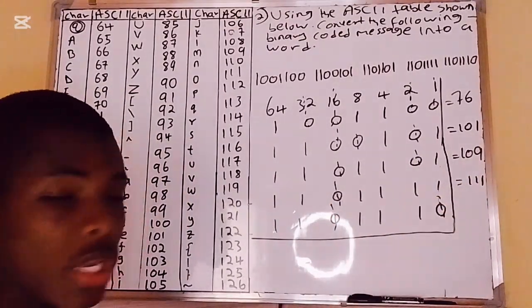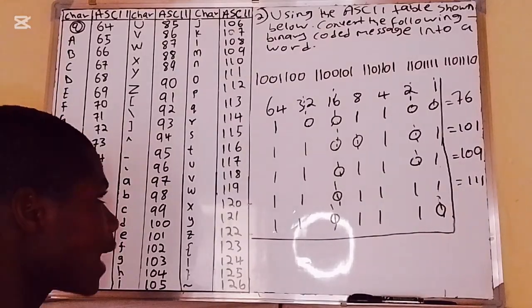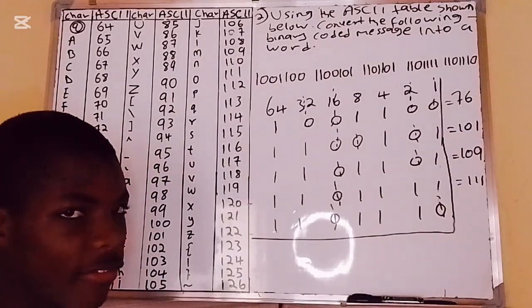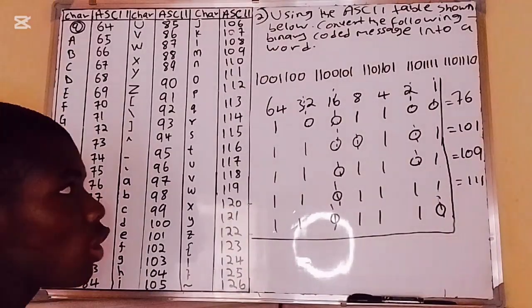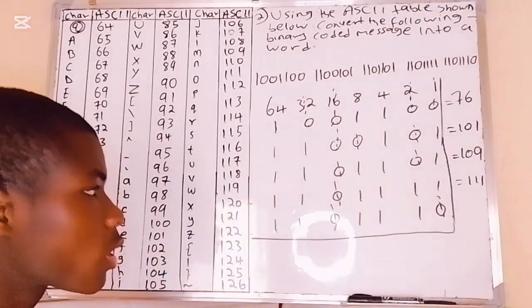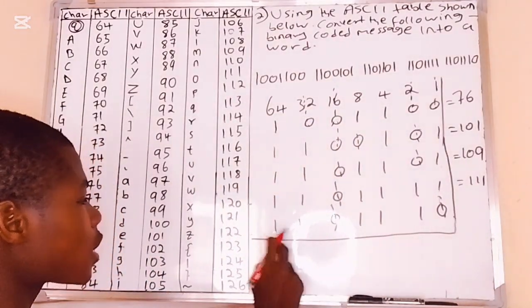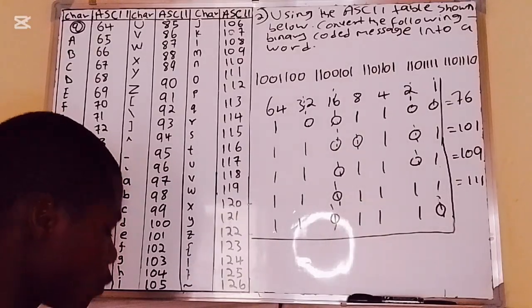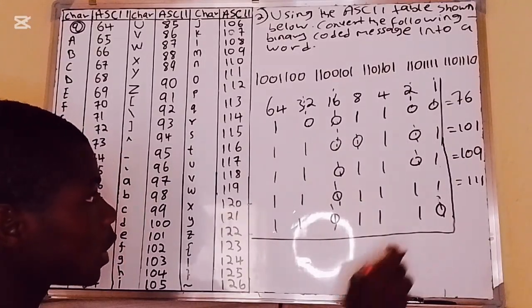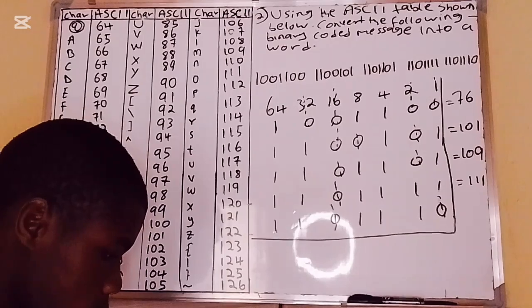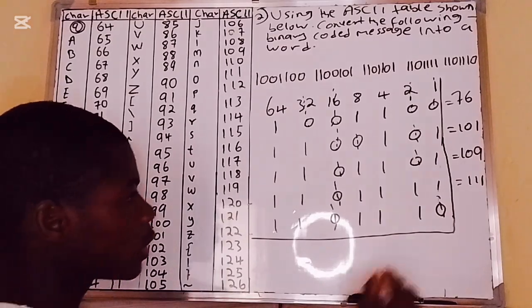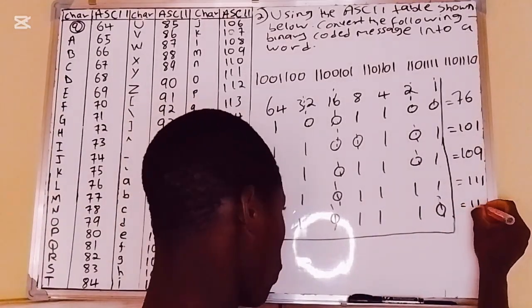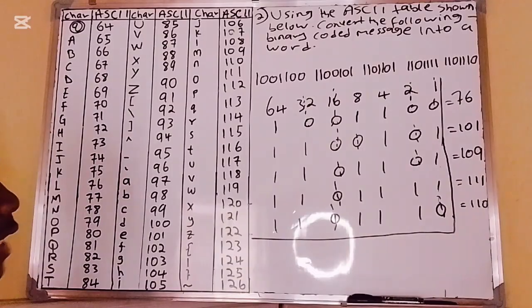The next is that I will get rid of this because they are zeros. Anything I multiply by 0 will automatically give me 0. So therefore I have this plus this. It will give me 96 plus 8 plus 4, which is 12, plus 2. So it will give me 110.